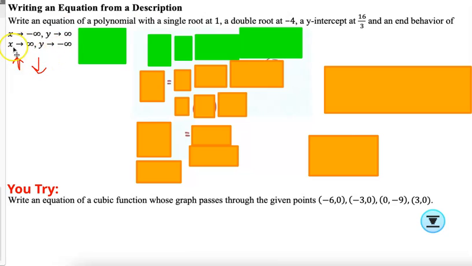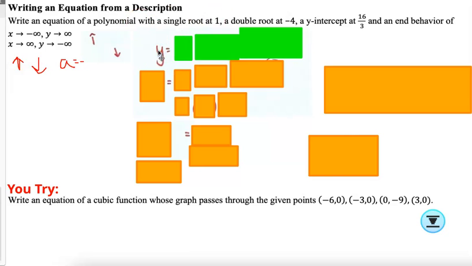So what this tells me is the graph starts up high, ends down low, so the graph is negative. So essentially, I know my a value is going to be a negative number. That's kind of all it tells me. So not a ton of help. Let's start off by writing an equation.